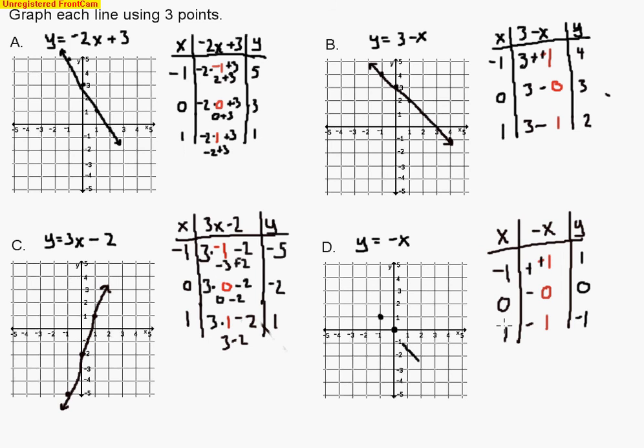Last one is 1 comma negative 1. Over 1 and then down 1. So it goes right there. And then from there I can draw that line right through those points. Extend it at both ends, saying that it goes on forever in both directions. So that's graphing lines using 3 points. And tomorrow we're going to graph lines using x and y intercepts.